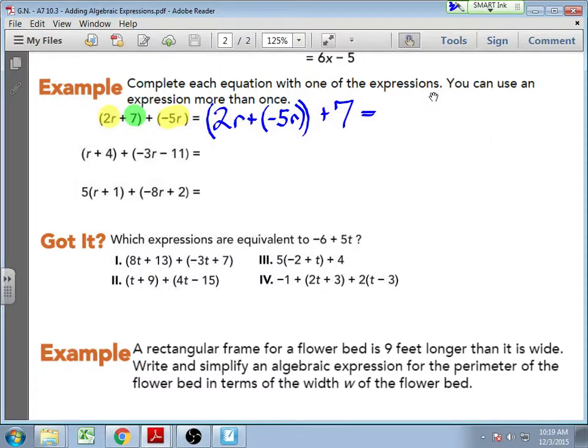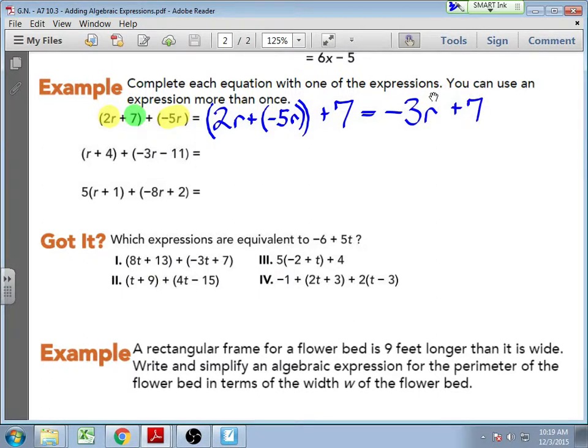2r minus 5r gives me what as a sum? 2 minus 5. Okay. Negative 3, because the negative is more powerful. So I get negative 3r. And then the 7 was all alone, so it's still just plus 7.